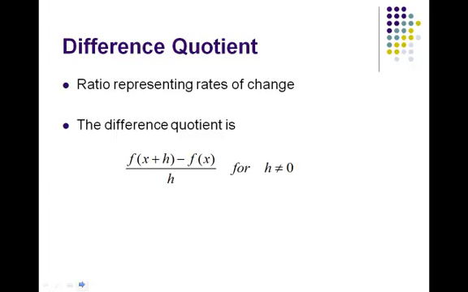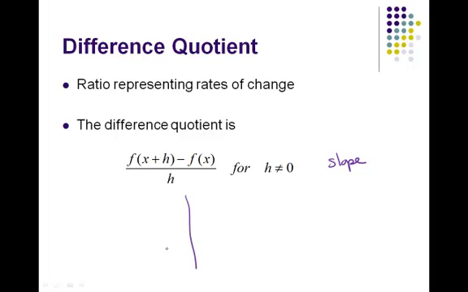The next topic that we're going to cover in this section is off a little bit from what we've been doing, which has been looking at graphs. We're going to look at something called the difference quotient. This is a ratio that represents a rate of change. And the definition of the difference quotient is f of x plus h minus f of x over h, as long as h does not equal 0. This should look a little bit like the equation for slope, and it is derived from that.